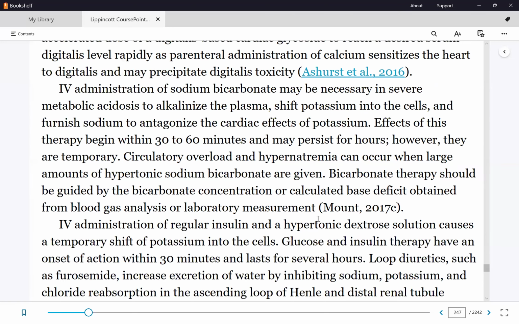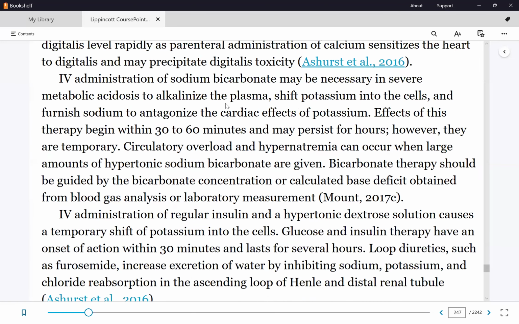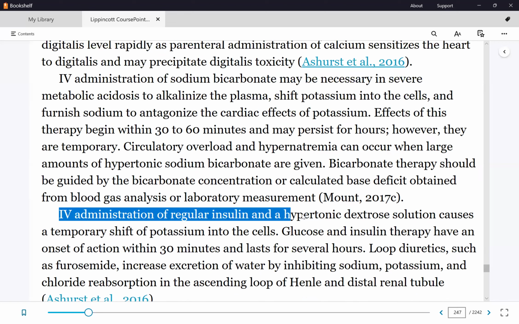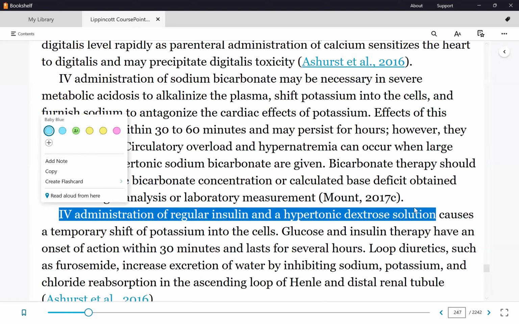All right, what's the other administration? So sometimes you'll get them both. You'll get an order for sodium bicarb plus IV administration of regular insulin with dextrose. Now, these two cannot be separated. I repeat, these two cannot be separated. You can't give regular insulin IV only. You can't give dextrose solution only. They have to be given together.